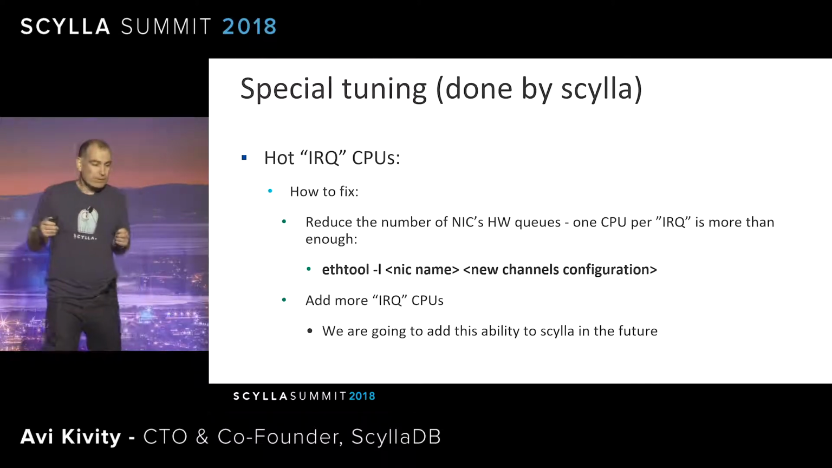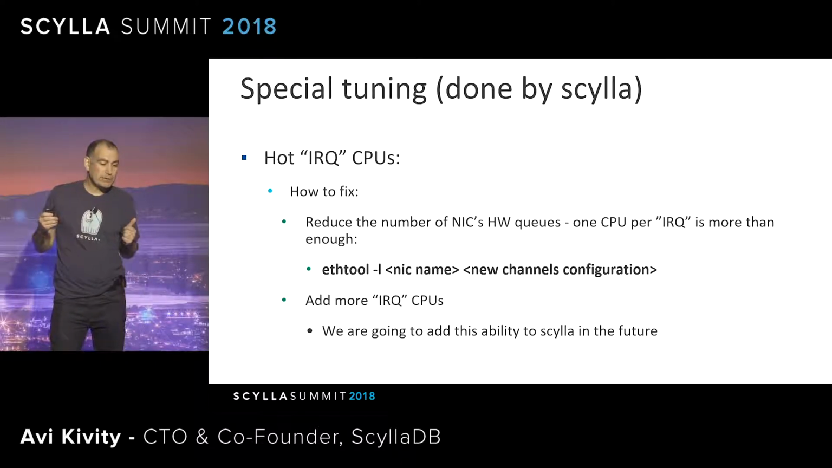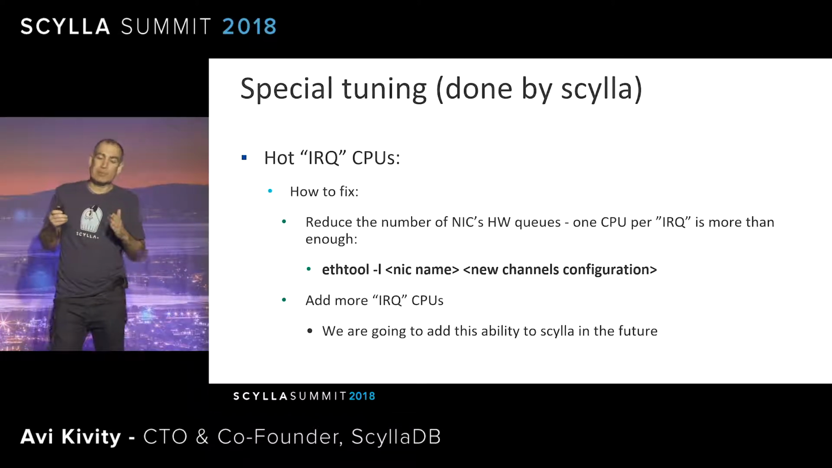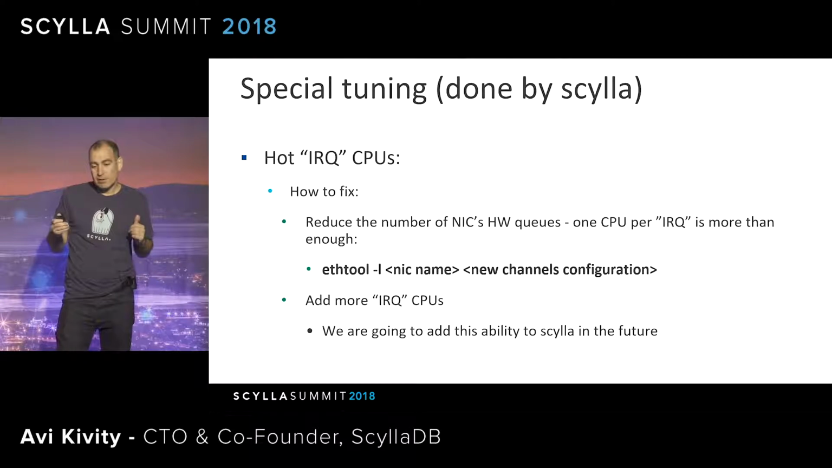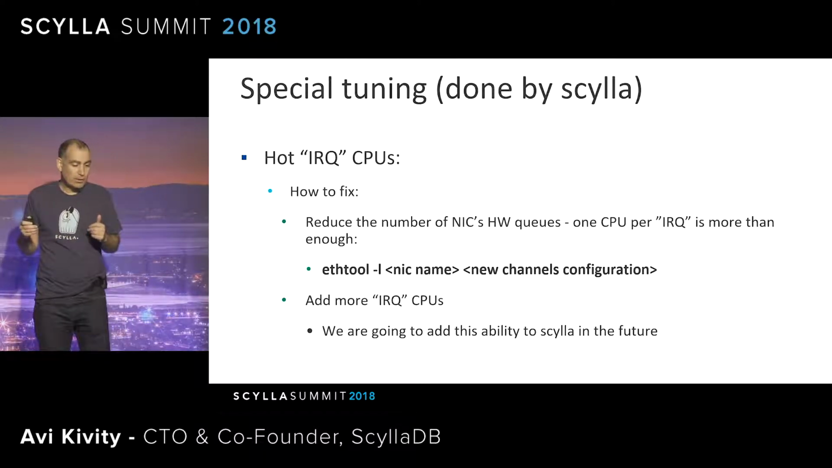So sometimes if it's not working, then what you will see is that you will have CPUs that have a lot of IRQ processing. And the way to fix that is you can reduce the number of queues that the NIC has. So usually it will have 8 or 16 queues, and reduce it to just 2, one for each CPU that handles the interrupt. And this is a command that does it. And we do plan to make this automatic, like we did everything else, in the future.